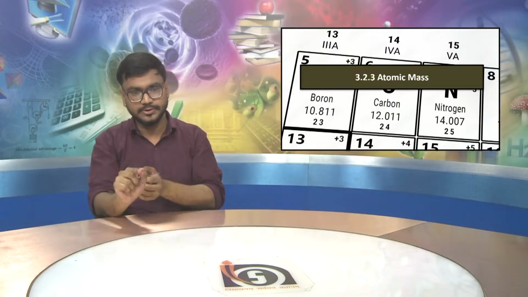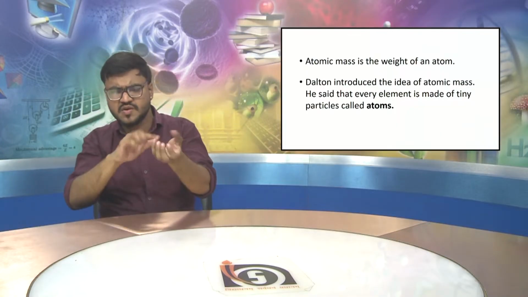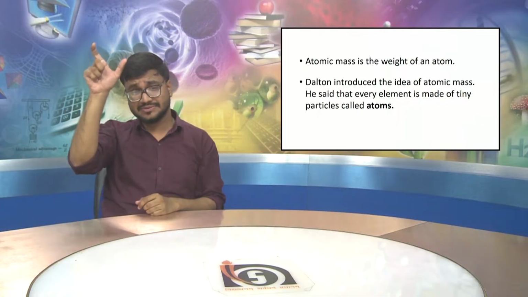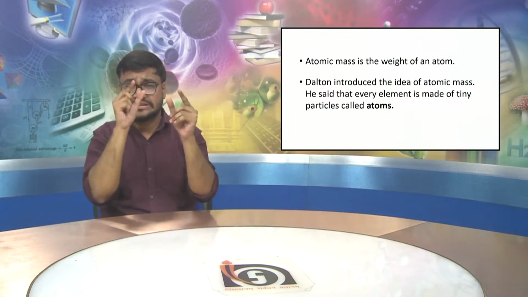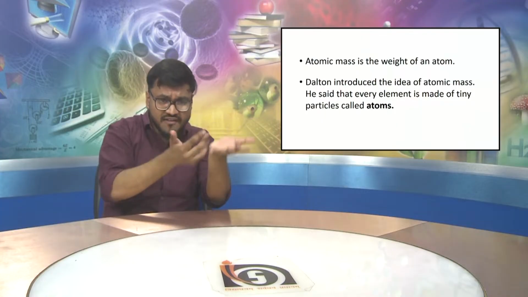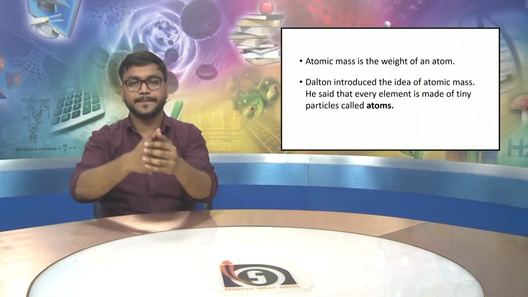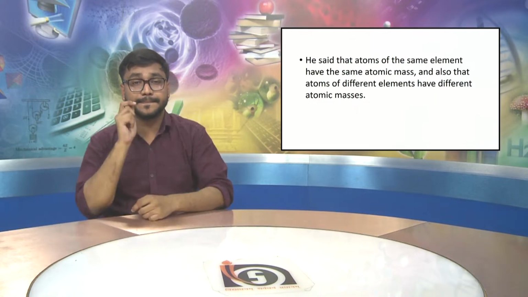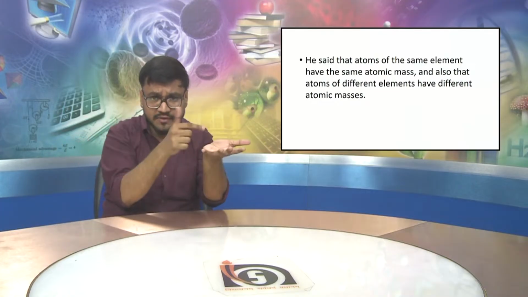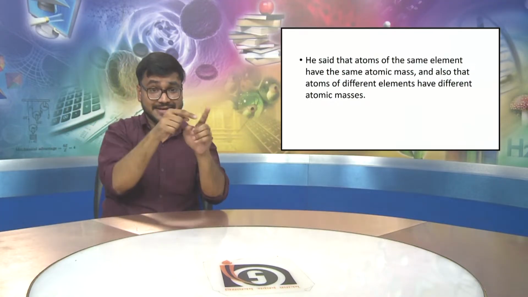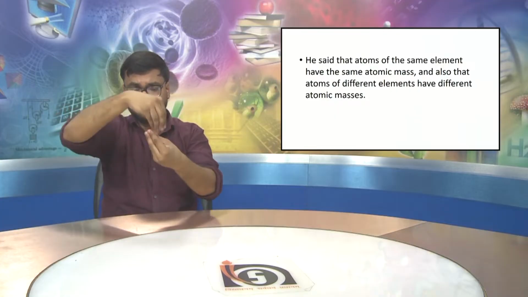Atomic mass. Atomic mass is the weight of an atom. Dalton introduced the idea of atomic mass. He said that every element is made of tiny particles called atoms. He said that atoms of the same element have the same atomic mass, and that atoms of different elements have different atomic mass.